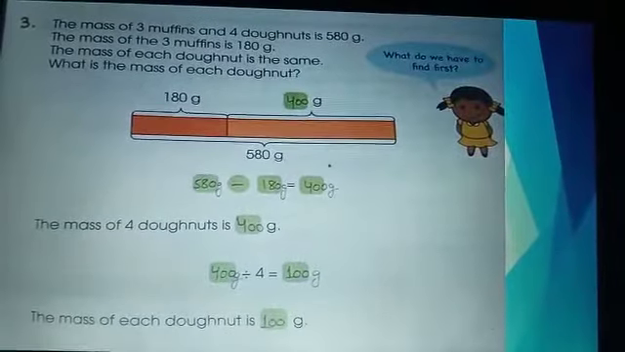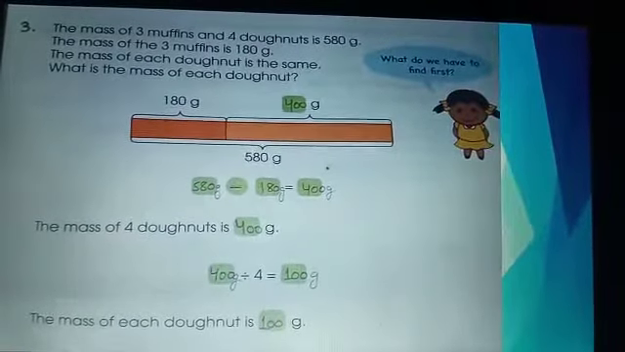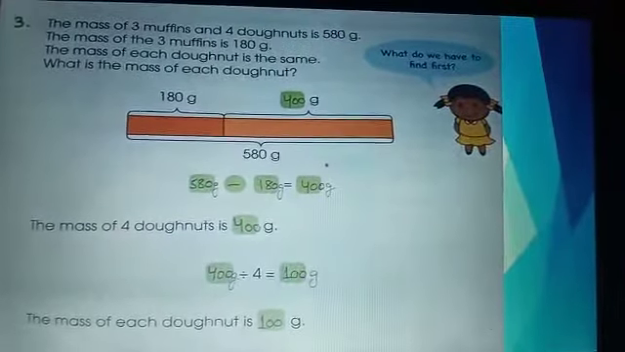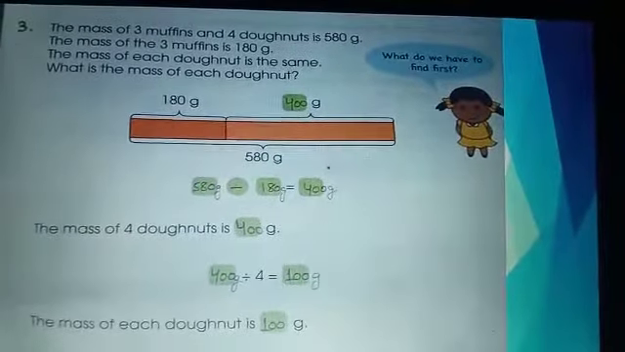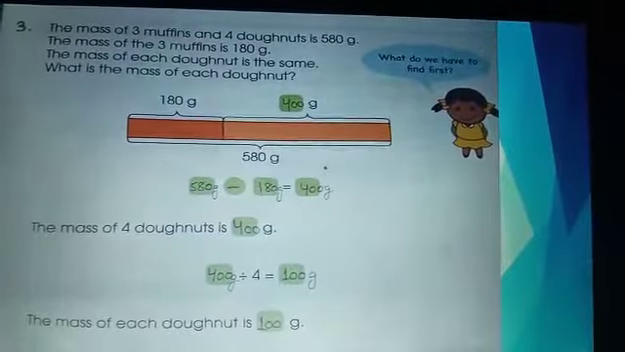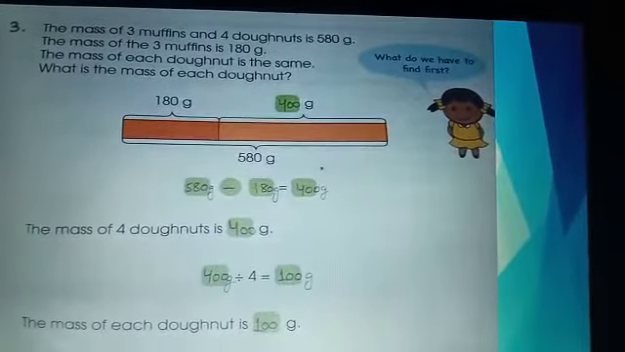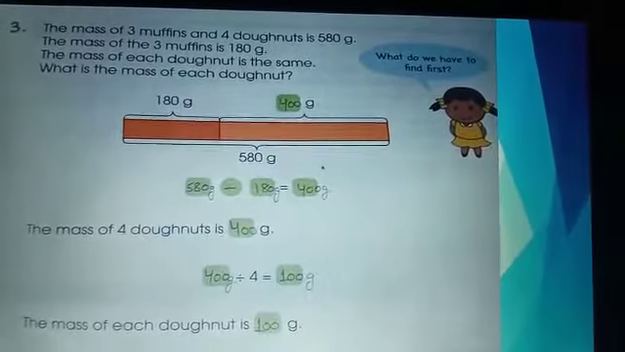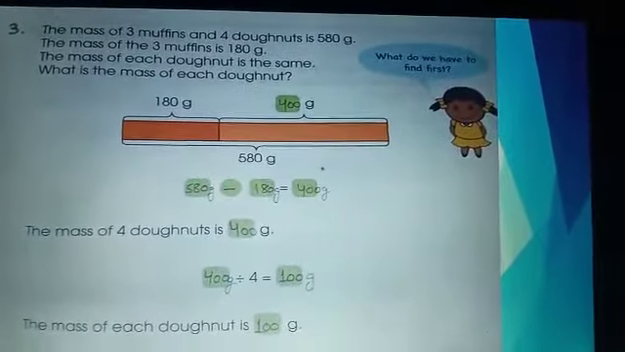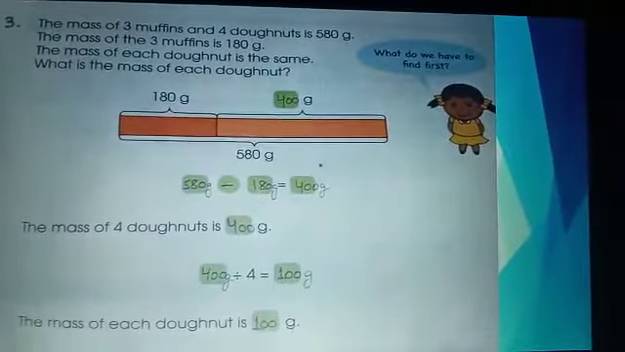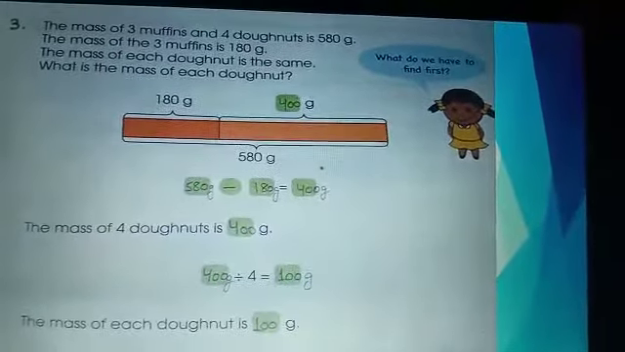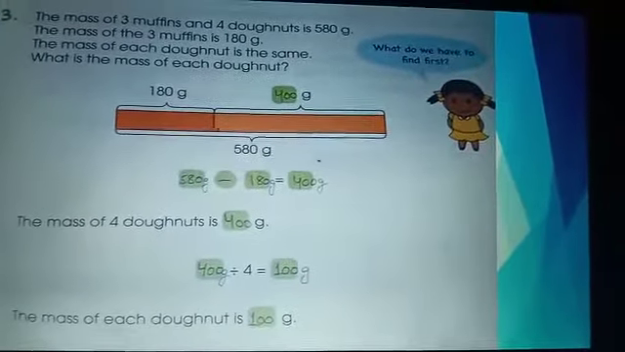580 represents the total mass and 180 represents the mass of muffins. So first of all, we have to find the mass of donuts. So we subtract 180 gram from 580 gram. Then we obtain the mass of 4 donuts, that is 400 gram. And now we have to find the mass of single donut. We divide 400 by 4 equals 100 gram. The mass of each donut is 100 grams.